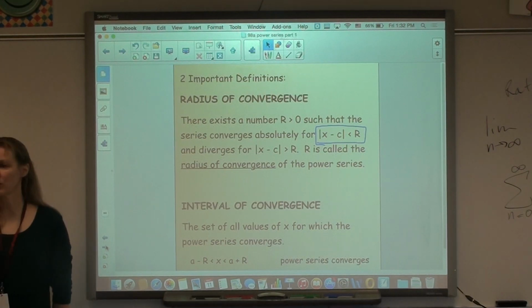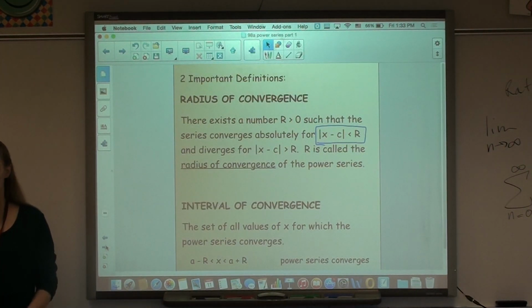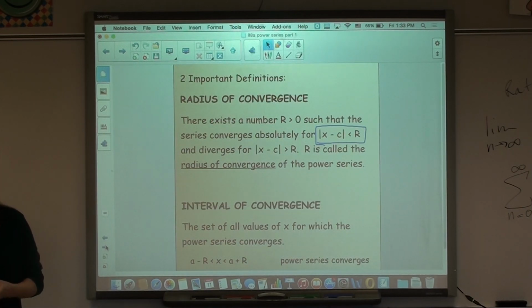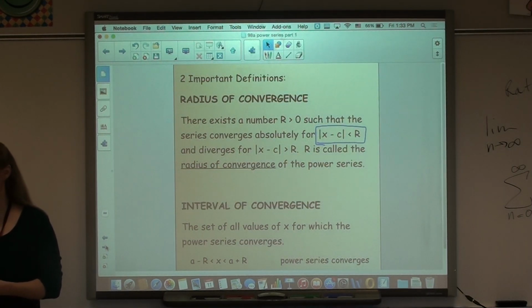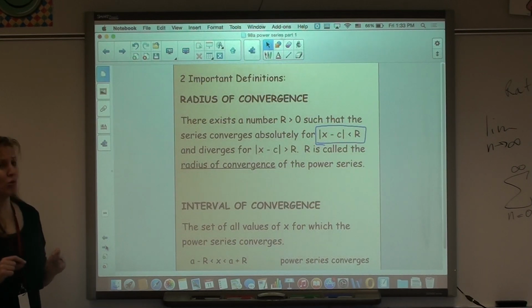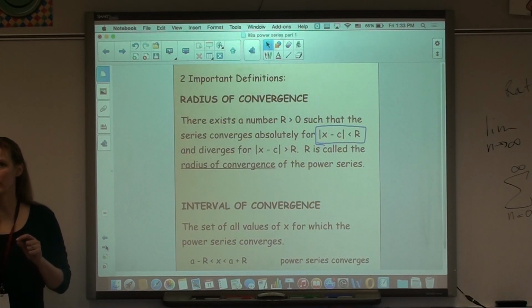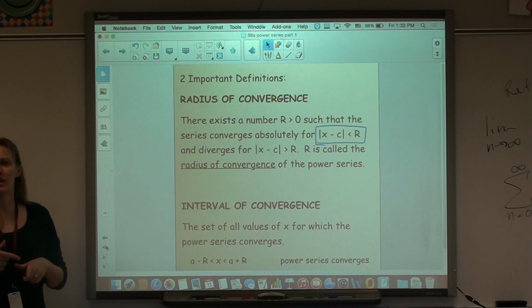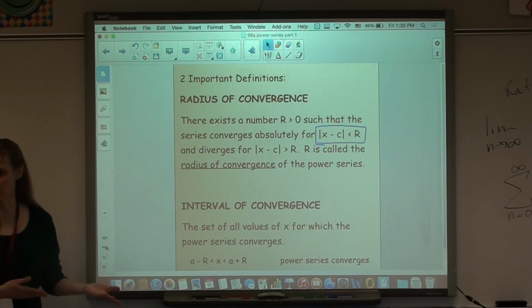There are two things we're going to be finding today. The radius of convergence and the interval of convergence. I will explain more clearly what these mean when we get into the example. All right, so right now, don't try too hard to figure out what they mean. It'll be much clearer when we do it with numbers.